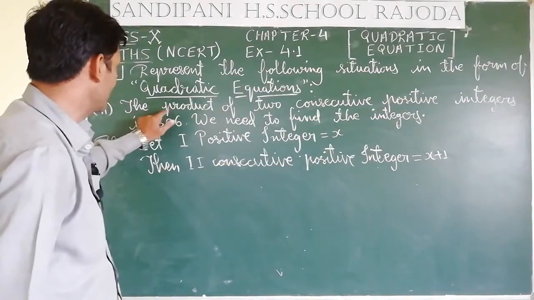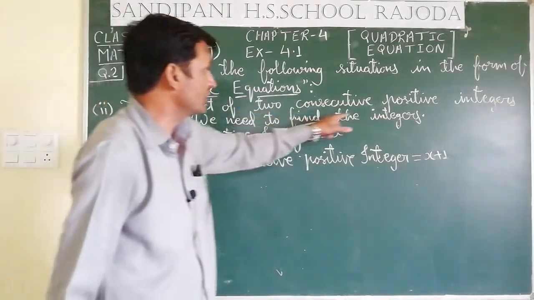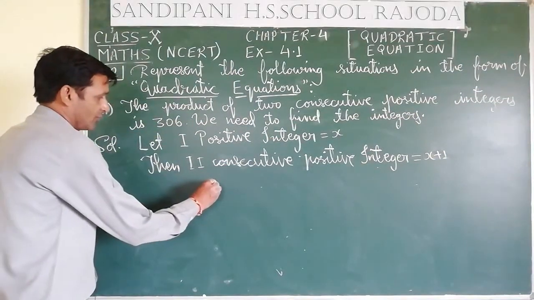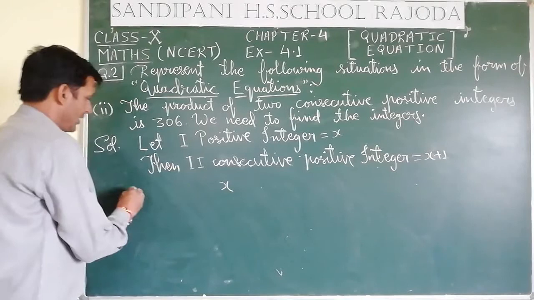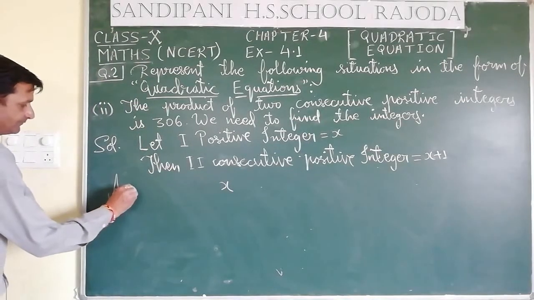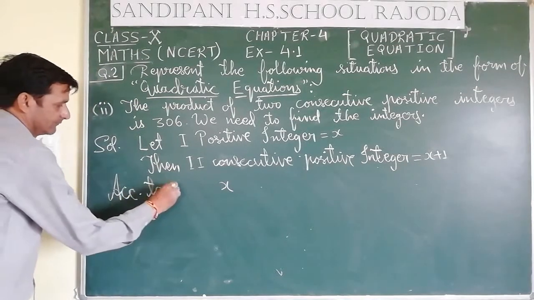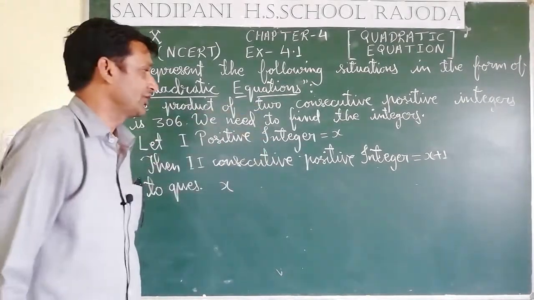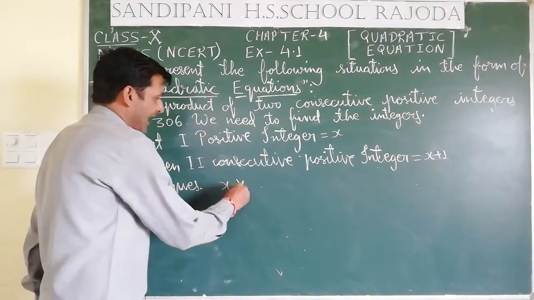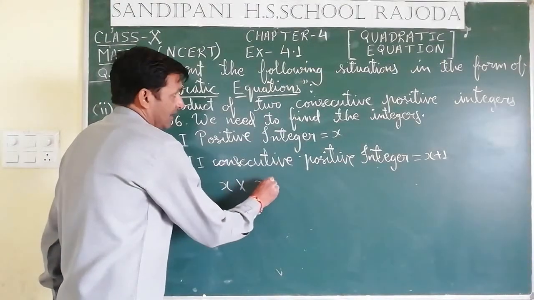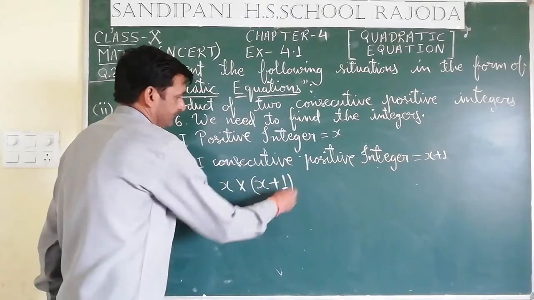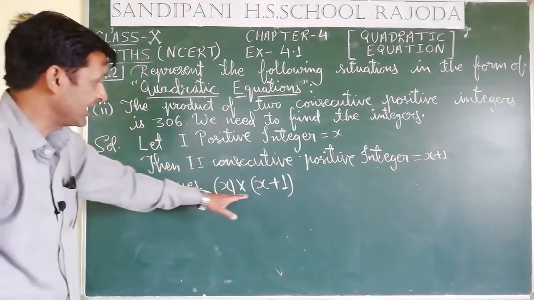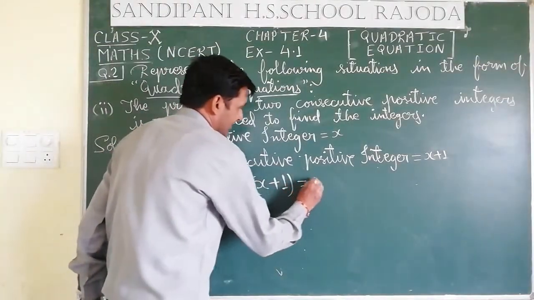In question it is mentioned clearly, the product of 2 consecutive positive integers is 306. So product means what? According to question, the product of two consecutive integers means x into x plus 1, and it is clearly mentioned that this product is equal to 306.